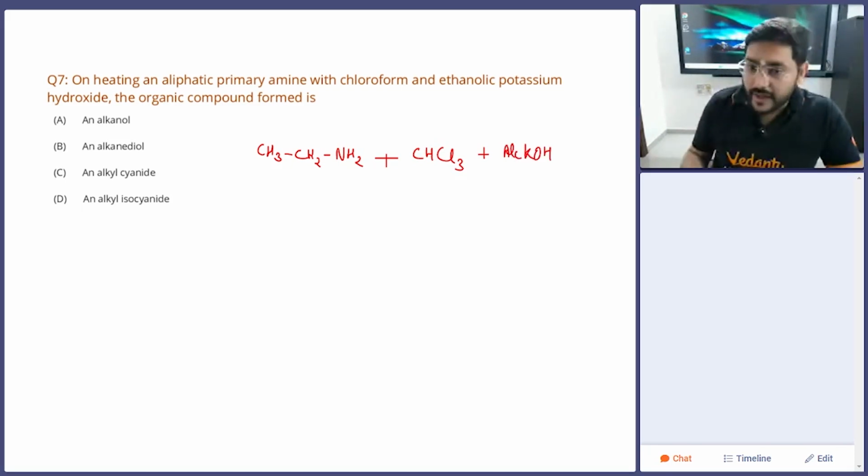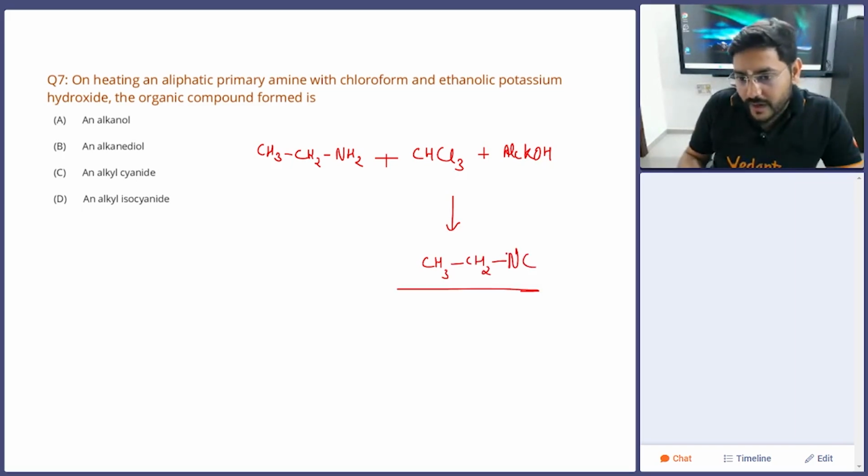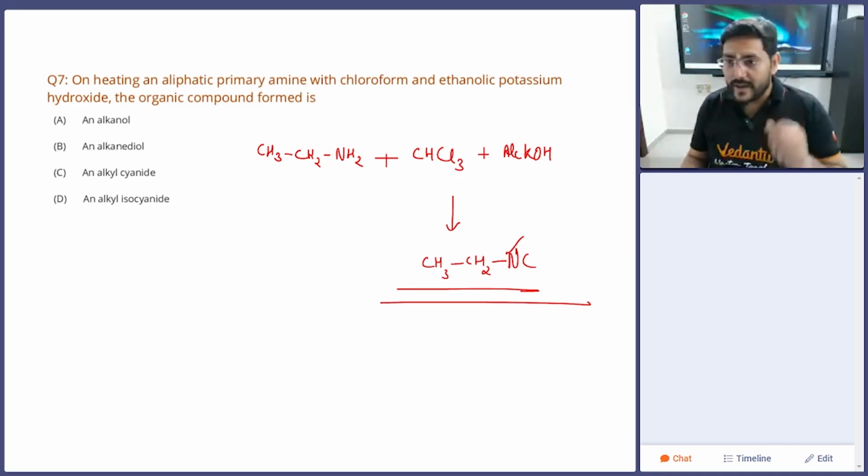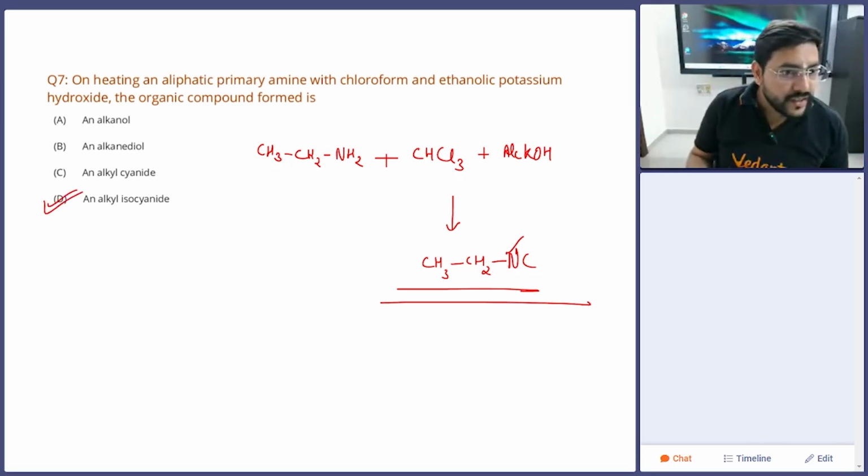Now, what are we going to get? We are going to get CH3CH2NC, an isocyanide. So the right answer for this question is B only.